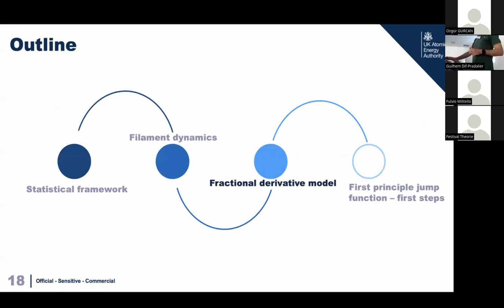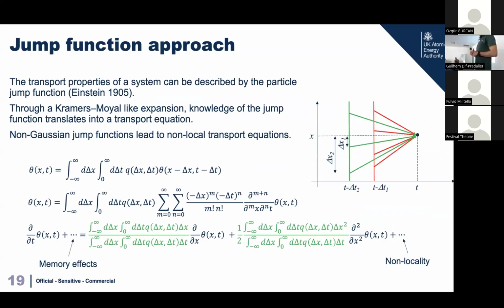Okay, now let me move to the fractional derivative model. And here, we're changing pace a little bit. So far, I spoke about the statistical framework. I told you that an ingredient is the velocity of the filaments, and I told you how we can calculate the velocity of the filaments. Now I'm going in a slightly different direction. And then the two things will combine at the very end.